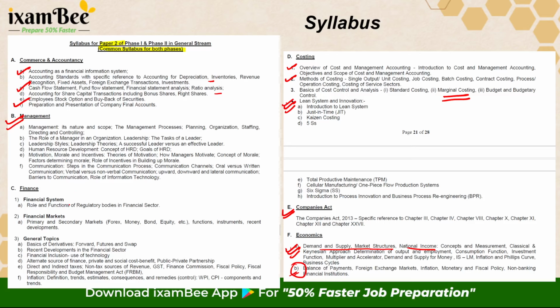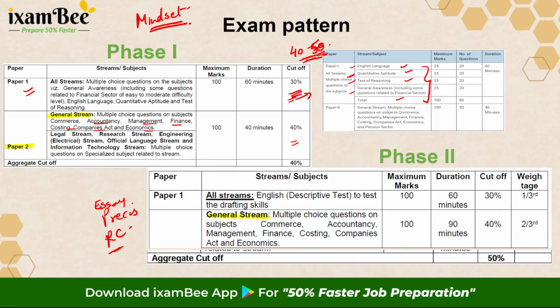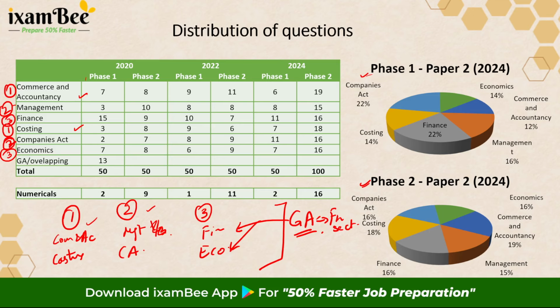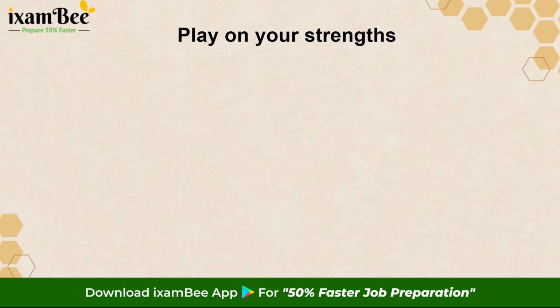Similarly, for finance, focus on the first topic and the second topic the most. You can leave the third topic if you are not finding time to do that till phase 1, but in phase 2 cover up these and these topics also. This topic is actually a part of GA, that's why I asked you to focus on the GA. When you are choosing your combination, try to keep GA into picture. This is how you can approach your preparation, keeping in mind how you can play on your strengths.